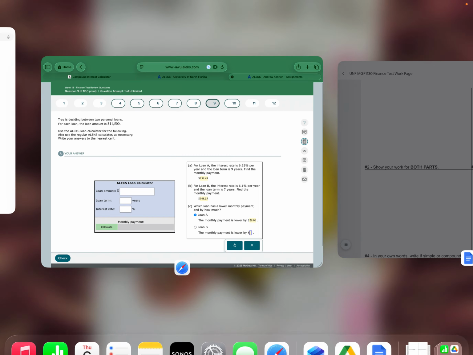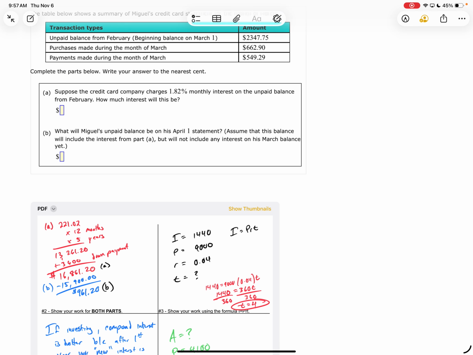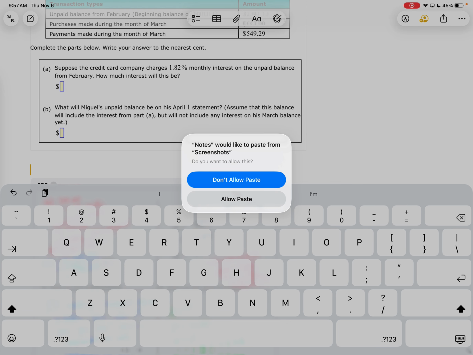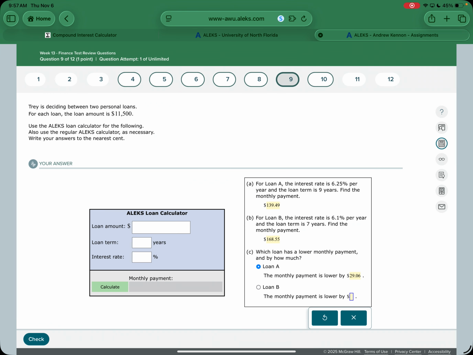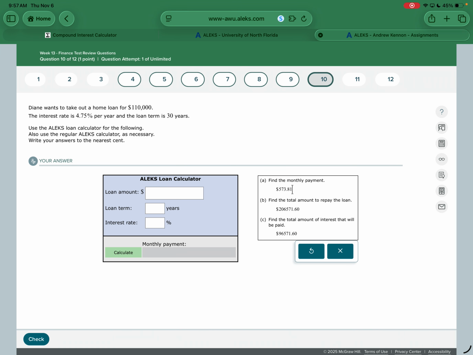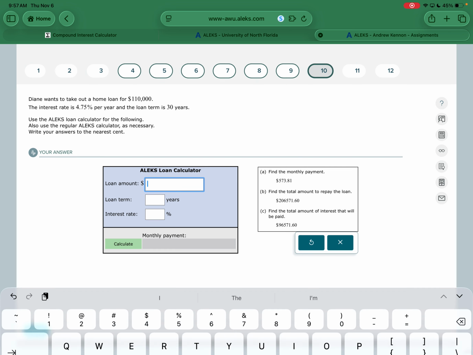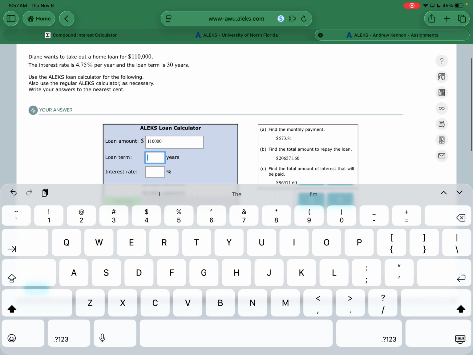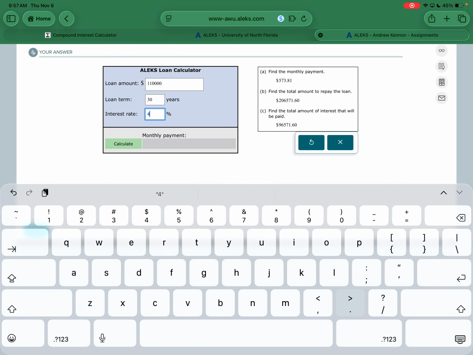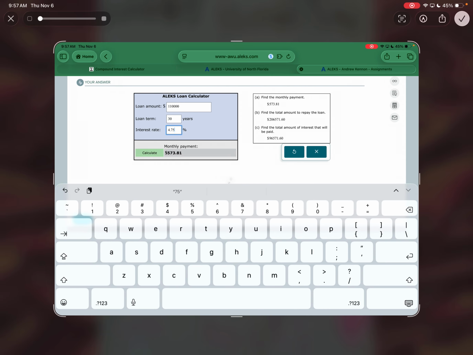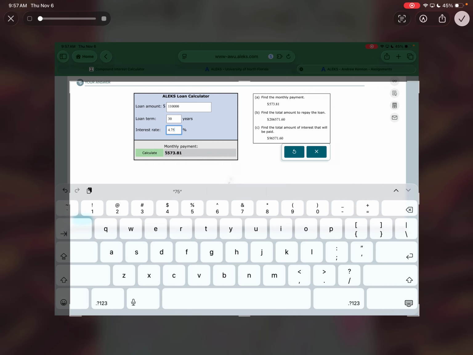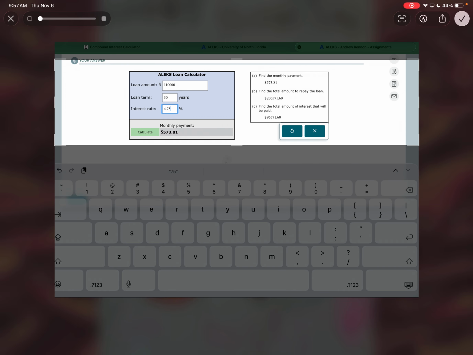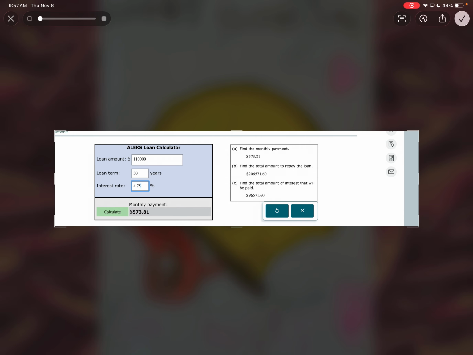Come on. And then part 10, or number 10. Did it take away my numbers? 30. Oh man, that calculator's taking up all the space. You know what, sorry.